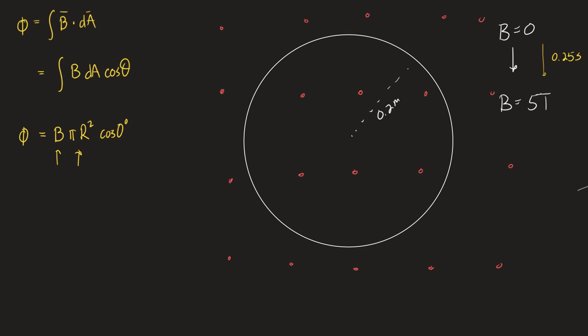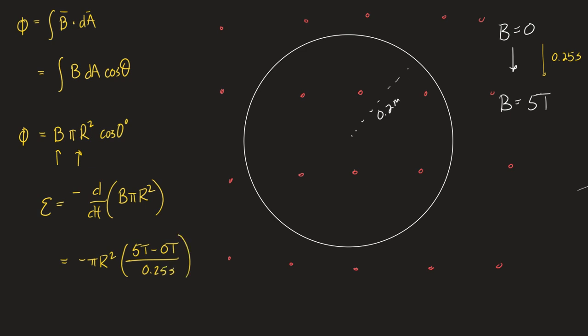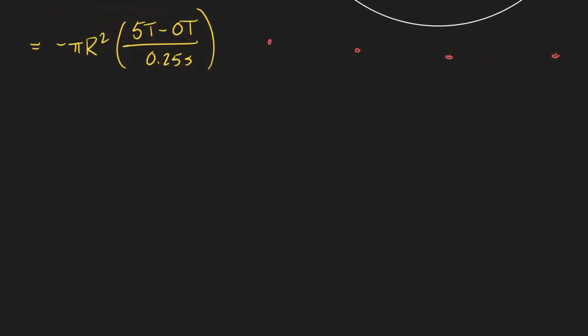Now, if you want to find the EMF, you need to find the rate of change of the flux. So there's only one loop. I'm going to leave the N out. And that's going to be minus d/dt of B pi r squared. Which of those things stays the same over time? Pi r squared. So minus pi r squared. And now dB/dt. Well, if it changes in a uniform way, that'll just be 5 Tesla minus 0 Tesla divided by 0.25 seconds. That's what's changing, the magnetic field. So this is dB/dt. Again, we're assuming a uniform change in the magnetic field.